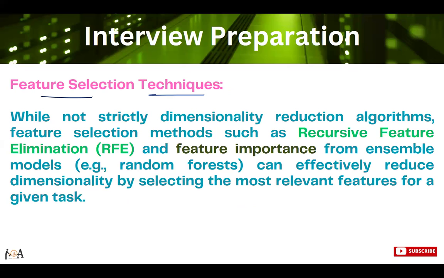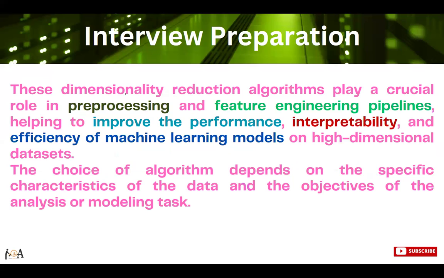While not strictly a dimensionality reduction algorithm, feature selection methods such as recursive feature elimination, RFE, or feature importance from ensemble models, for example random forest, can effectively reduce dimensionality by selecting the most relevant features for the given task. So the conclusion we can make is that these dimension reduction algorithms play a crucial role in pre-processing and feature engineering pipelines, which helps to improve the performance, interpretability, and efficiency of machine learning models on high dimensional data sets.